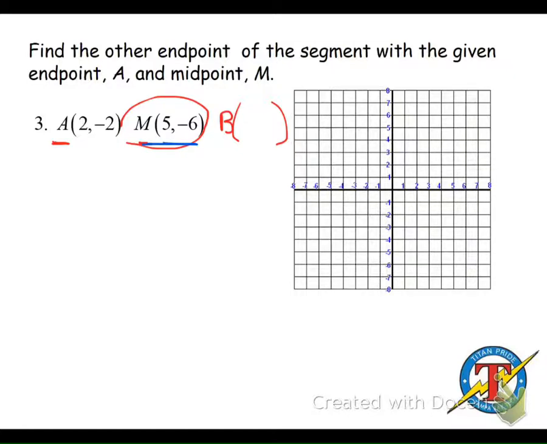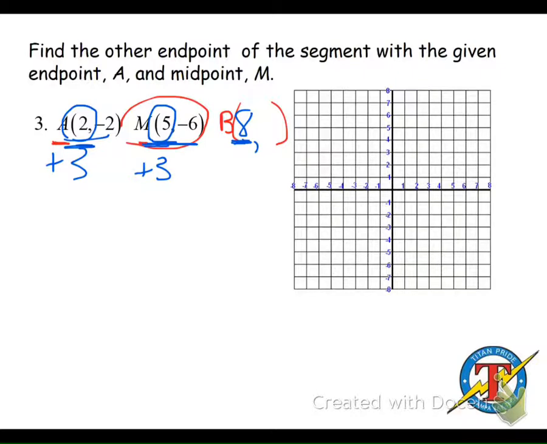Let's focus on the x's. I have a 2 and a 5. I need to find the other x coordinate right here that will put 5 in the middle. So just think, to get from 2 to 5, you had to add 3. Add 3 more to the 5 and you'd get 8. Is 5 in the middle of 2 and 8? Okay, 2 plus 3 gives me 5. 5 plus 3 gives me 8. 5 is 3 away from both of them. Okay, you can kind of just do it in your head. Follow the pattern. 2, 5, 8.